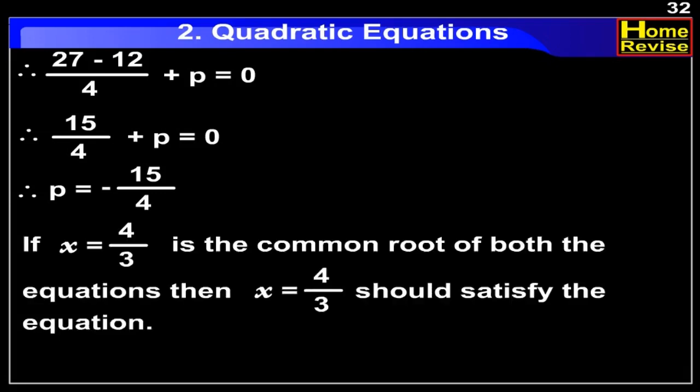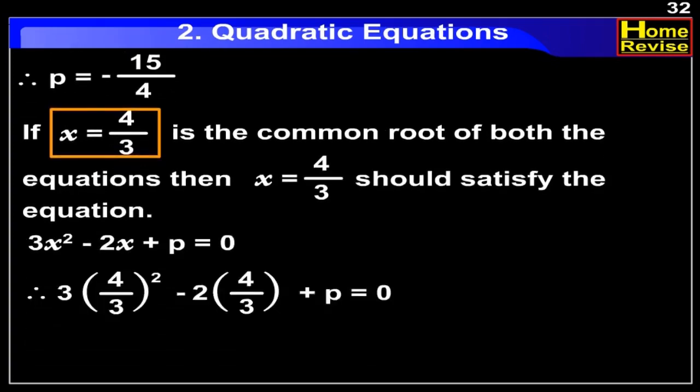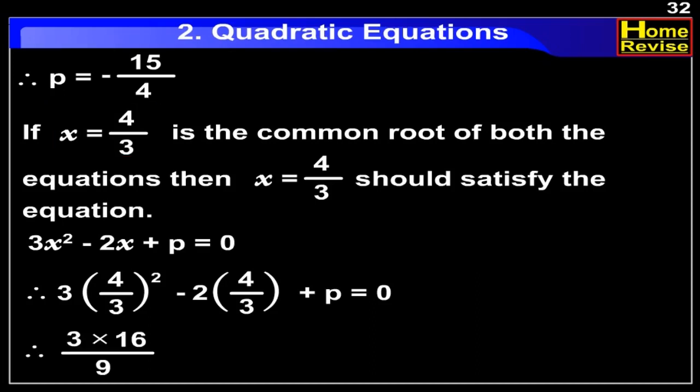Similarly, if x is equal to 4/3 is the common root of both the equations, then x is equal to 4/3 should satisfy the equation 3x² − 2x + p = 0. Therefore, putting x = 4/3 in this equation, we get 3 × (4/3)² − 2 × 4/3 + p = 0. Therefore, 3 × 16/9 − 8/3 + p = 0.